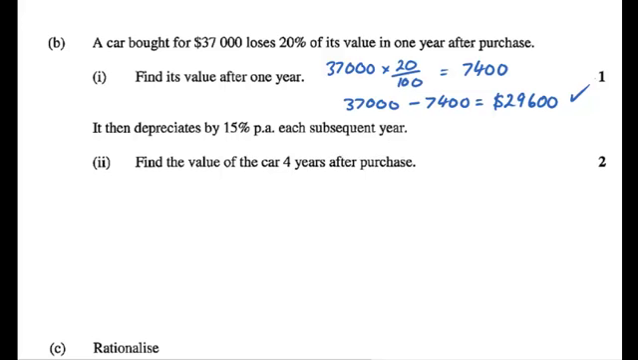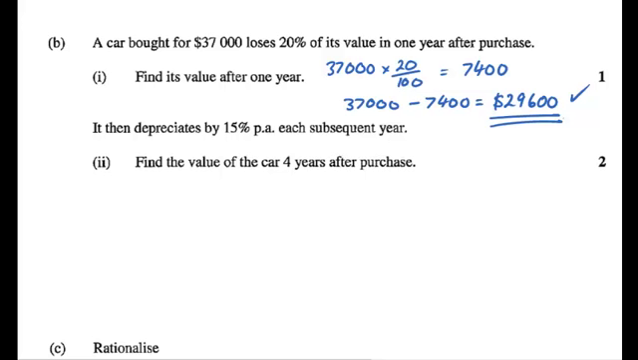Part 2 caused a little bit of confusion. It then depreciates by 15% per annum each subsequent year. So it means each following year. So find the value of the car 4 years after purchase. Well, we found the value after 1 year in part 1. So there's only 3 more years that it needs to depreciate for.